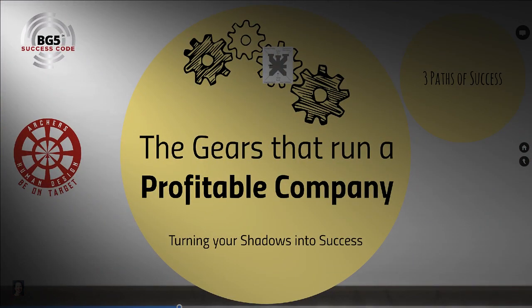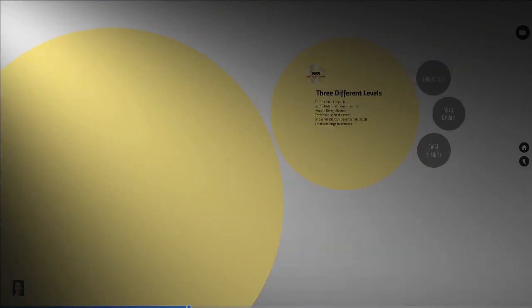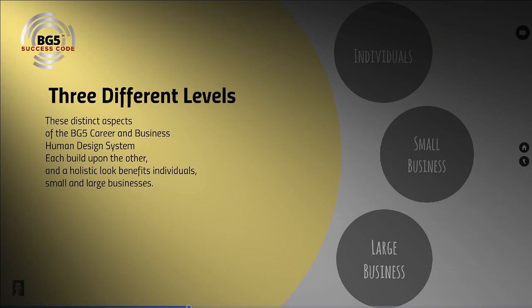Now, there are gears that run a profitable company. How appropriate it is for you to work in a small team and how you're going to turn your shadows in that team into success. A small business that is profitable and competitive and successful, and we're talking 3 to 5 people, needs to have all of those aspects there. And so I'll show you what aspects you bring to the group and what you need to outsource or hire out. Now, when we talk about the small business, that's where a BG5 consultant comes in.